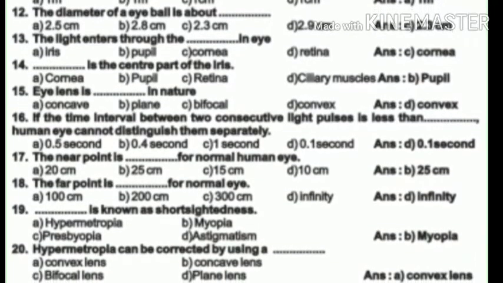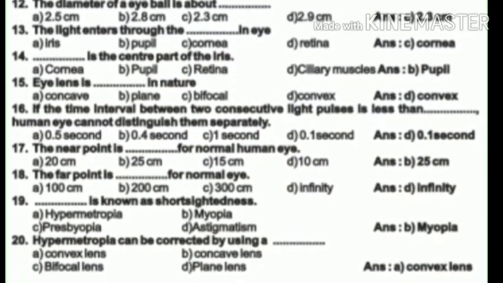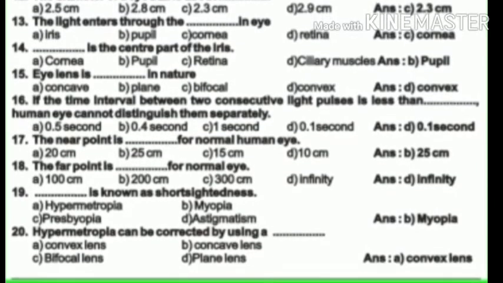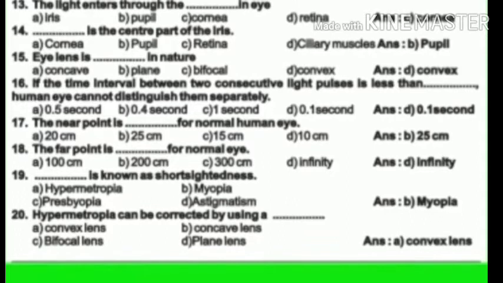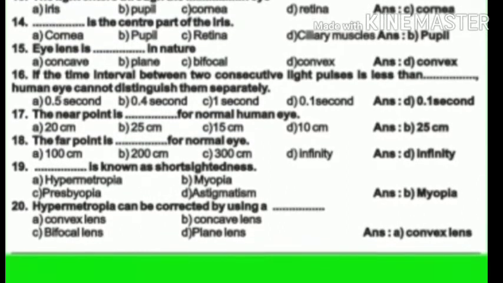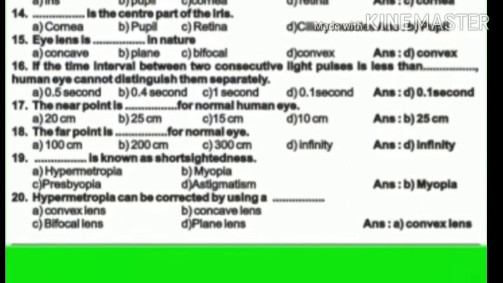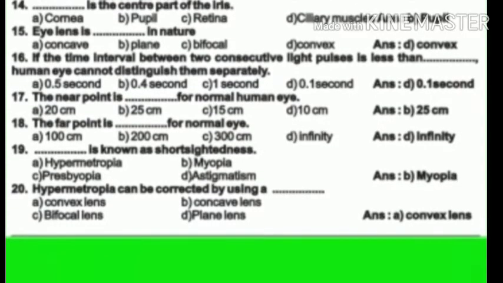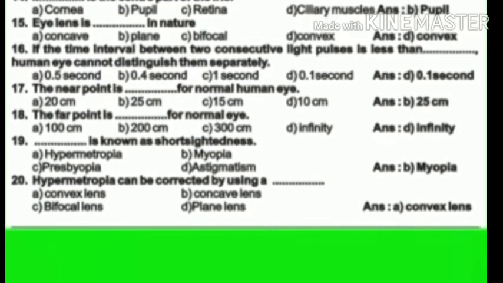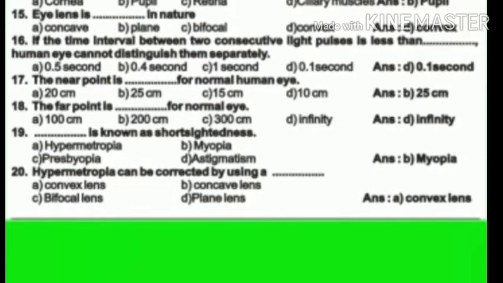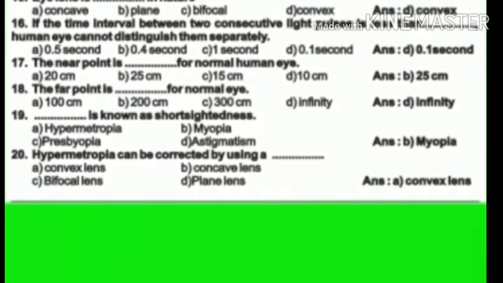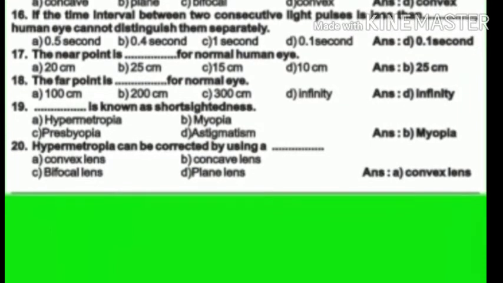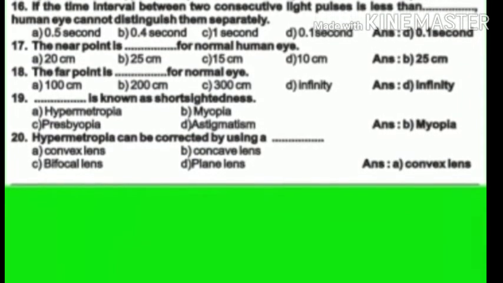Option D, convex. If the time interval between two consecutive light pulses is less than dash, human eye cannot distinguish them separately. Option D, 0.1 second. The near point is dash for normal human eye. Option B, 25 centimeter. The far point is dash for normal eye.